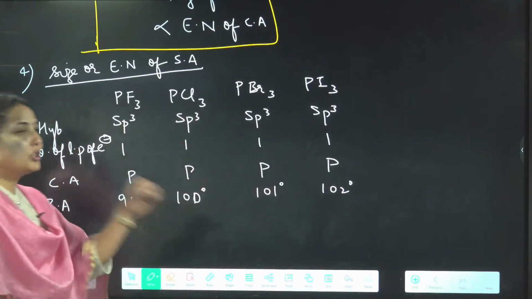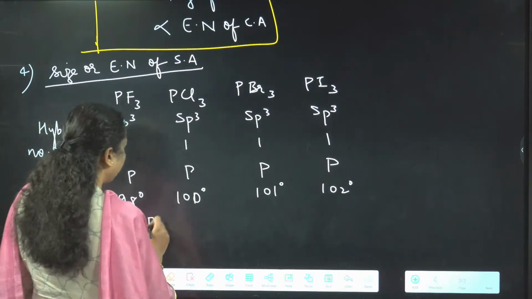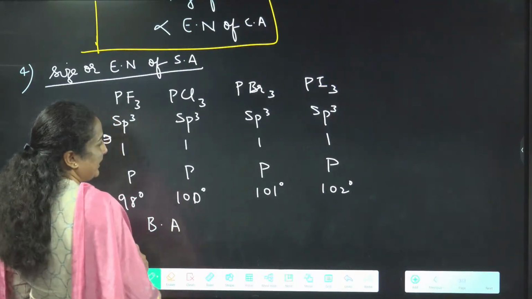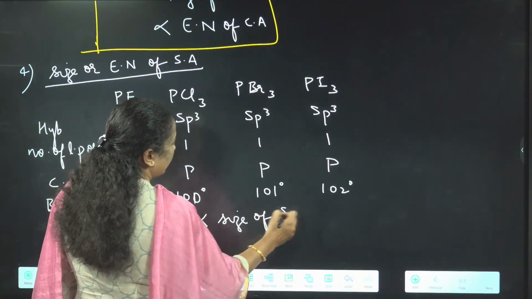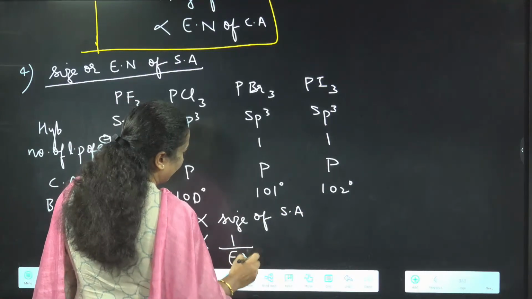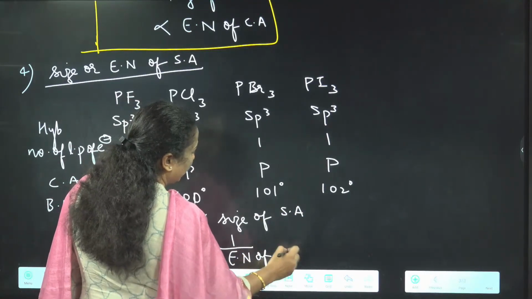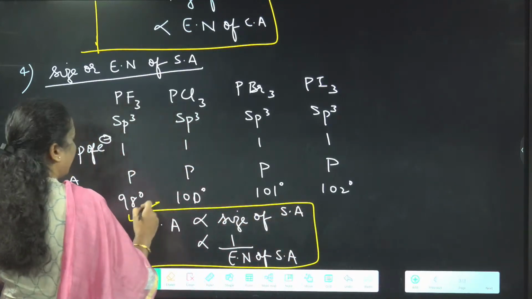So what conclusion can you draw? You don't have to remember this. What is the conclusion which you can draw basically from here? Is bond angle directly proportional to the size of the surrounding atom? And is it inversely proportional to the electronegativity of the surrounding atom? SA is basically surrounding atom. Are you able to see that?